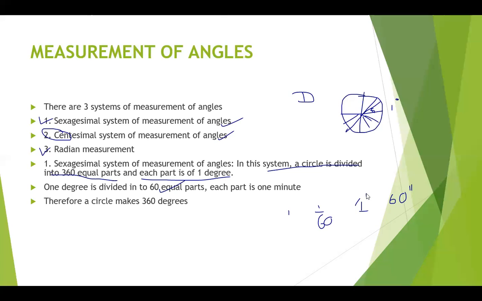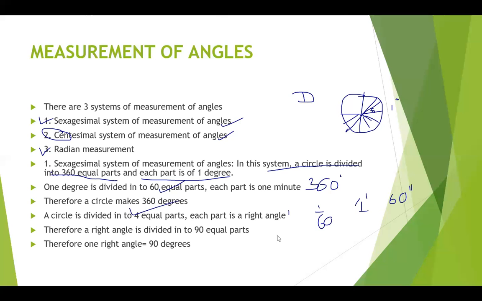Minute means I'll put a bar like this. Seconds means I'll put a double bar. Degrees you will put like this, 360 degrees. In minutes, every degree is 60 minutes. And a circle makes 360 degrees.